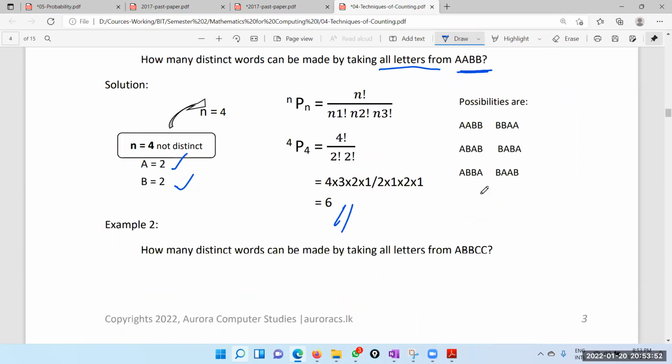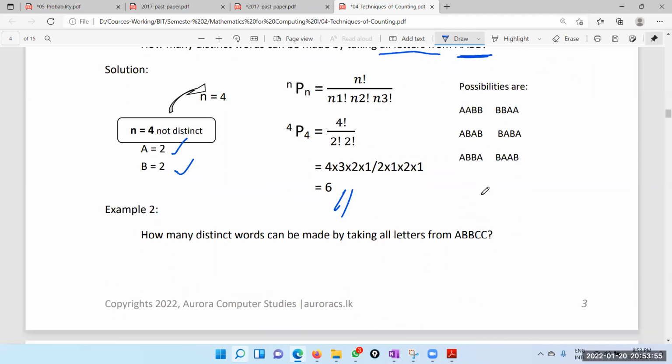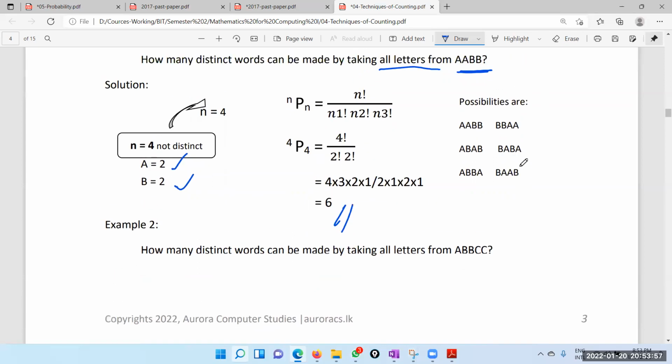If you have any doubts, you have to ask. How many distinct words, again we don't care about the meanings, can be made by taking all letters from A, B, B, C, C?